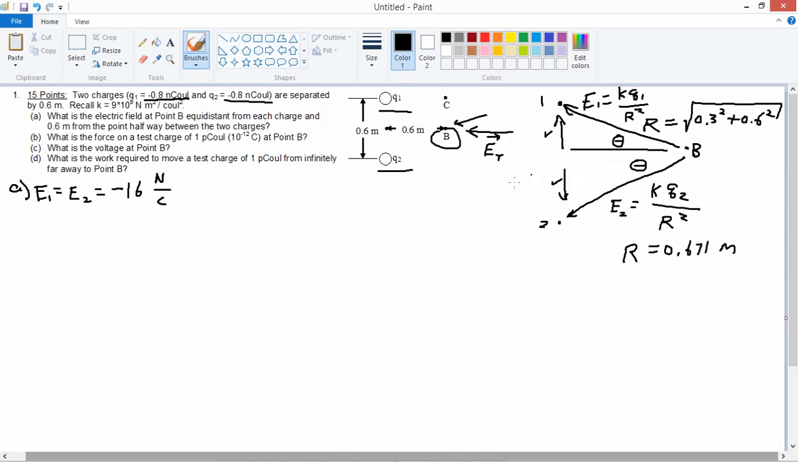For that, we need the cosine of the angle. So cosine of theta equals the adjacent over the hypotenuse. Well, the adjacent side is 0.6 meters, and the hypotenuse is 0.671. So that gives us the cosine of theta. So E1x is going to equal E2x. They're both going to be negative. It's this 16 times the cosine of theta.